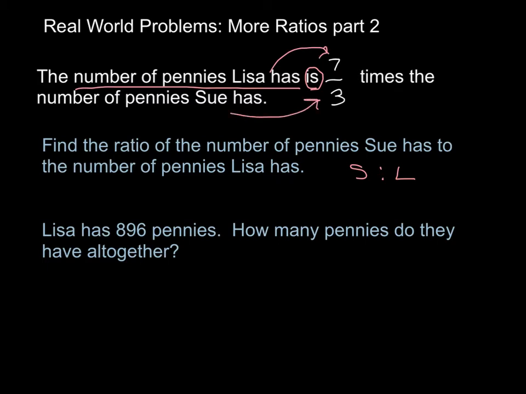So that means if Sue's first, my 3 is going to go first and my 7 second because of the order they asked. They asked for Sue to Lisa. So Sue to Lisa, 3 to 7.